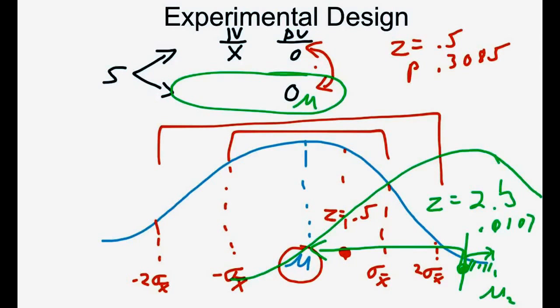So that's how we're going to use the standard normal distribution and probability to make inferences about the way the world works, by looking at how likely it is that we would get a sample a given distance away from the mean of the population.